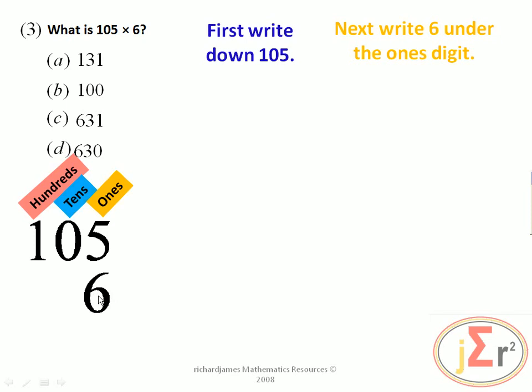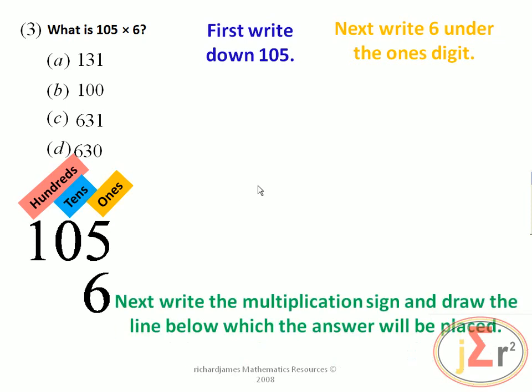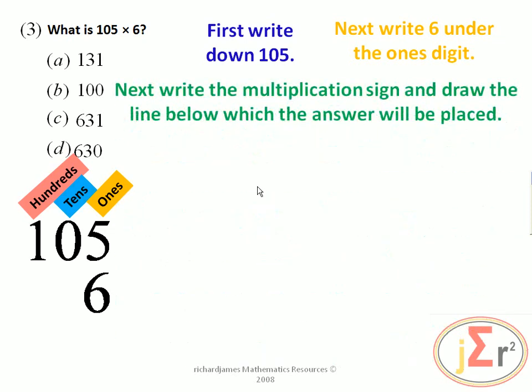The multiplier must be vertically aligned with the multiplicand in such a way that the ones digit of the multiplier is below or vertically aligned with the ones digit of the multiplicand. Next, write the multiplication sign and draw the line below which the answer will be placed. So, we have the multiplication sign, we have the line right here, and the answer will be placed below the line.